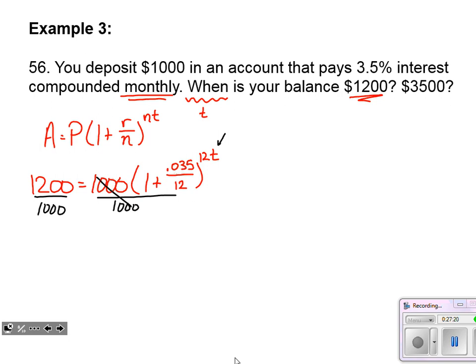1,200 divided by 1,000 is 6 over 5. We don't really even have to simplify that. We're going to turn to our calculator eventually. All righty. That equals 1 plus 0.035. I could find out what decimal this means, but again, if I'm going to type it into a calculator eventually anyway, why bother going back and forth between calculator and paper?